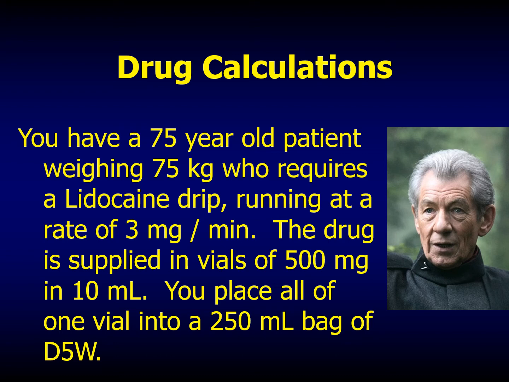So again, this is a drip that we're not going to get in over 10 minutes or 5 minutes. He's going to get that drip, as far as we know, till the end of time, and at least till we release him to the hospital. So our drug is supplied in vials of 500 milligrams in 10 milliliters. And we place all of that one vial in a 250 ml bag of D5W.